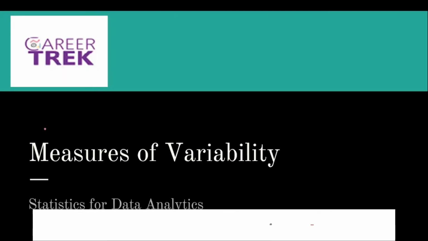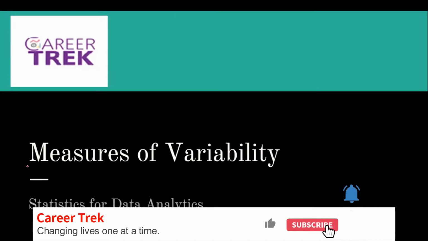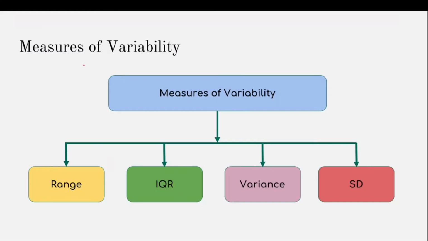Hello everyone, let's start with the topic of today, that is the measures of variability. In the previous video, we have seen the measures of central tendency. Now let us see another method of describing a data set, that is the measures of variability. We know that the central tendency or average tells us where most of our data points will lie, whereas the measures of variability summarizes how far apart each data point lies.